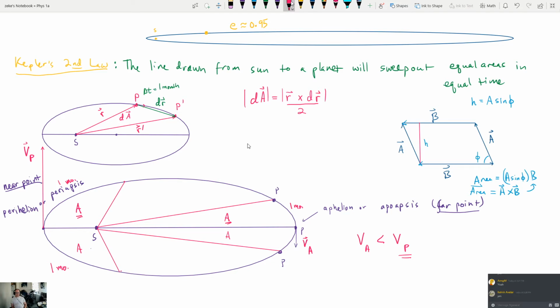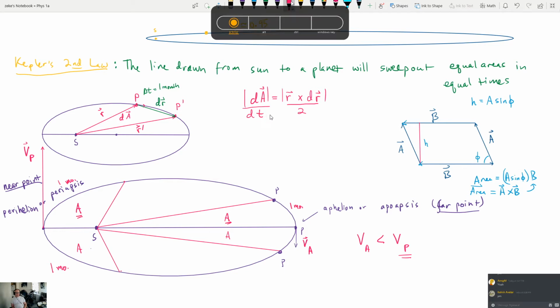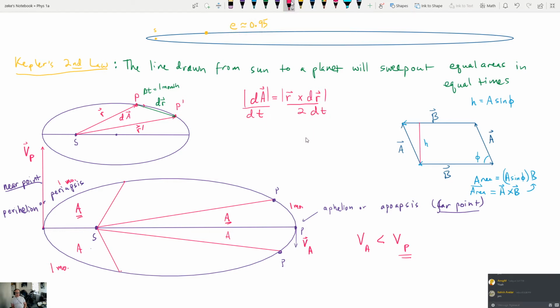For the dA on the left-hand side, what Kepler's second law says is the line drawn from the sun to a planet will sweep out equal areas at equal times. So what that means is that we need to divide both sides of this by some time interval. So I'm going to divide this by dt, and we'll divide this by dt as well. And the idea of what Kepler's second law says is that this quantity has to be a constant, right? dA/dt, the rate at which the area is swept out, has to be a constant. The rate at which the area changes has to be a constant, okay? All right.